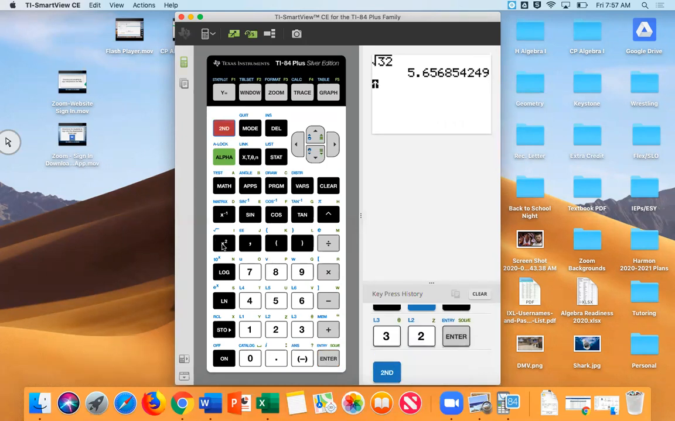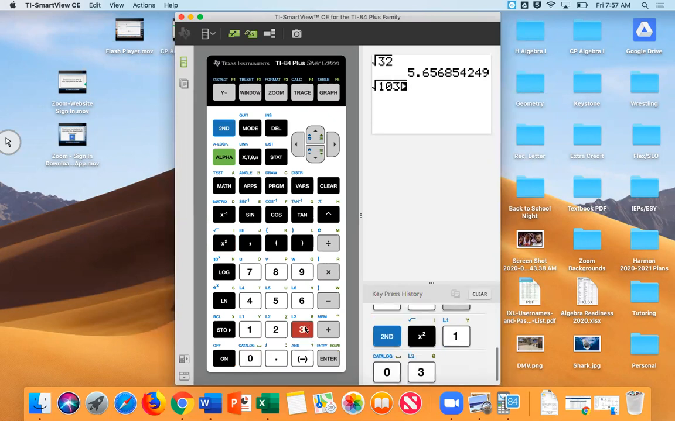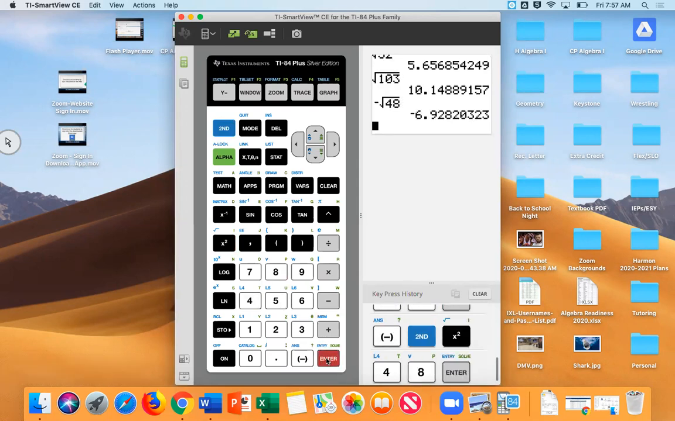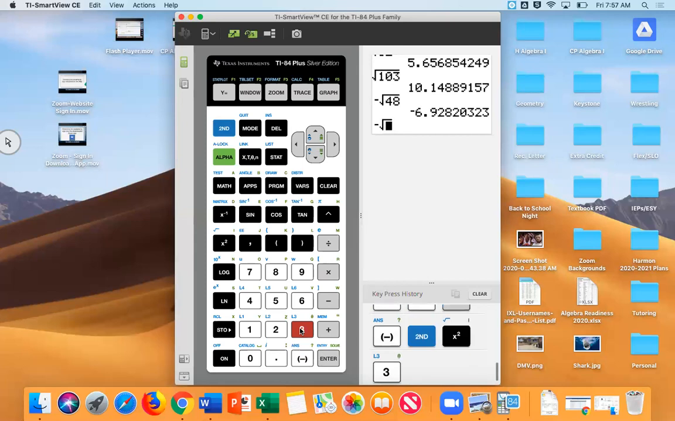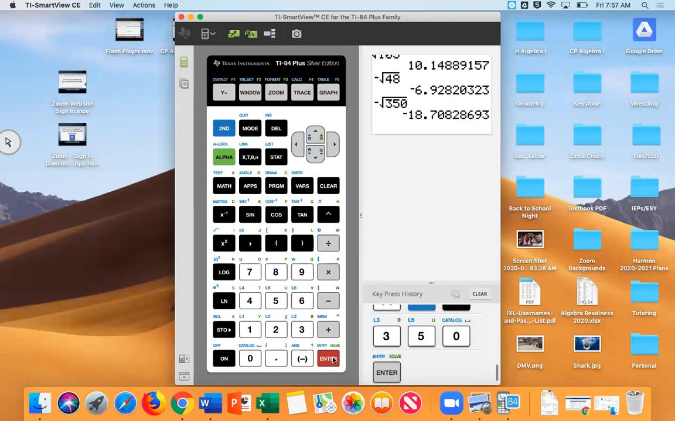For number 2, I type in the square root of 103. And that would round down to 10, because 10.1 rounds down to 10. Negative square root of 48. I just type it in just like that. And that says -6.9, so that would round to -7. Negative square root of 350. That, -18.7, would round to -19.